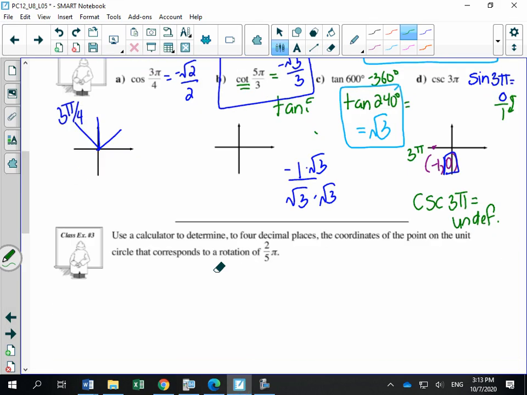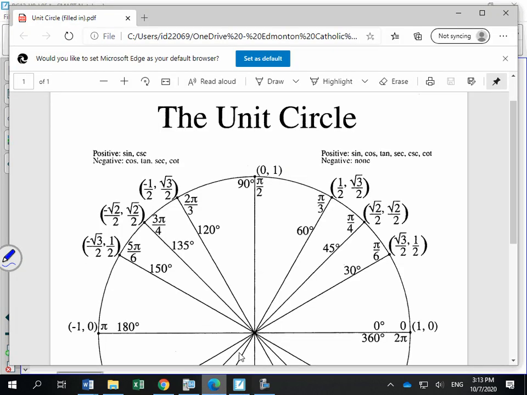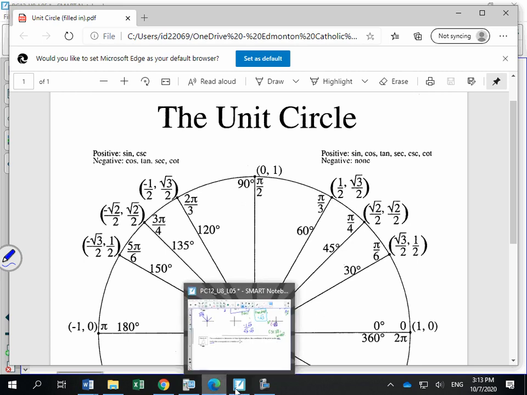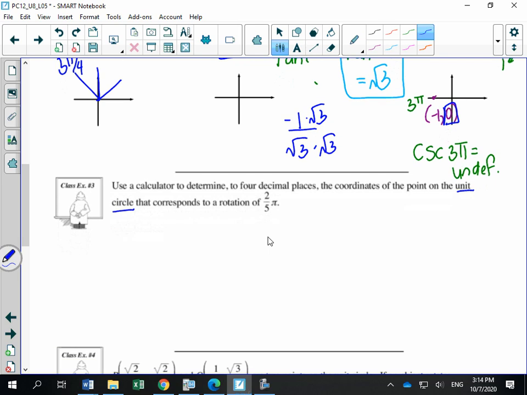So on this question here, it's going to say use a calculator to determine to 4 decimal places the coordinates of the point on the unit circle that corresponds to this rotation here. So first of all, they tell us it's on the unit circle. Okay. Then they give us 2 pi over 5. Now we've learned that we want to get this to either a denominator of 4 or of 6. If we can get it to 4 or to 6, we are going to be one of these nice points on the unit circle. If they give you a question where we can't get to over 4 or over 6, it's going to be a different point on the unit circle. So how we do this is as follows.